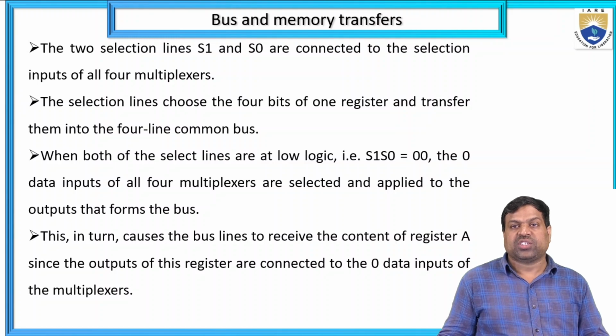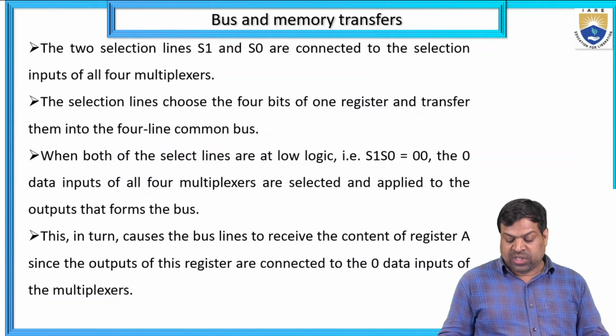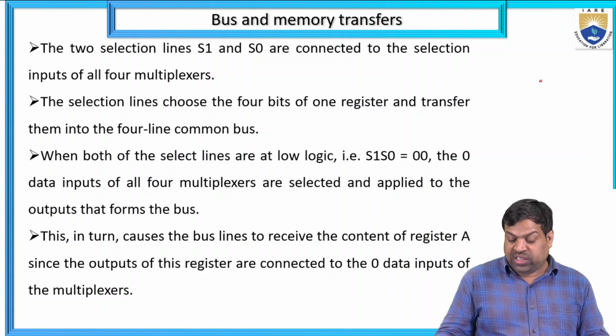When both the selection lines are low logic, that is S0, S1 equal to 0, 0, then the 0 data inputs of all 4 multiplexers are selected and applied to the output buses. This in turn causes the bus lines to receive the content of register A, since the outputs of these registers are connected to the 0 data input of the multiplexer.